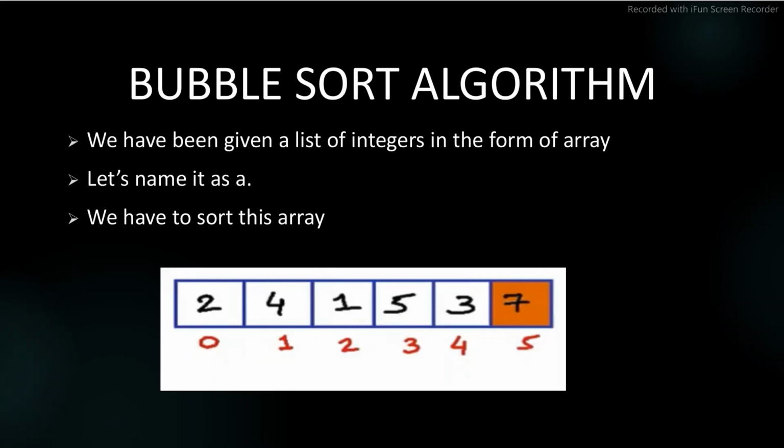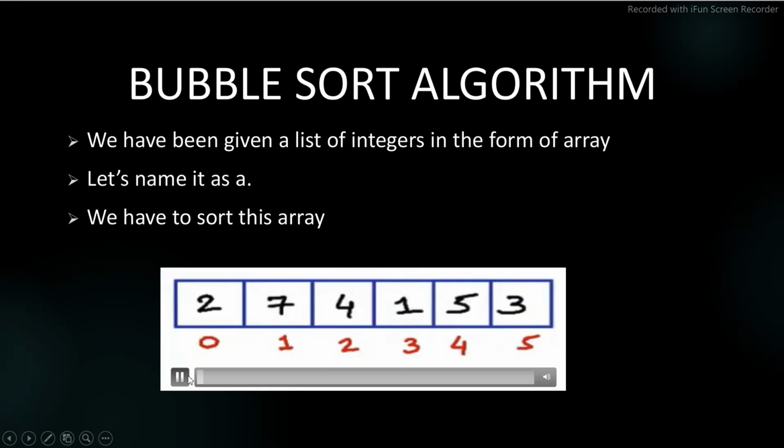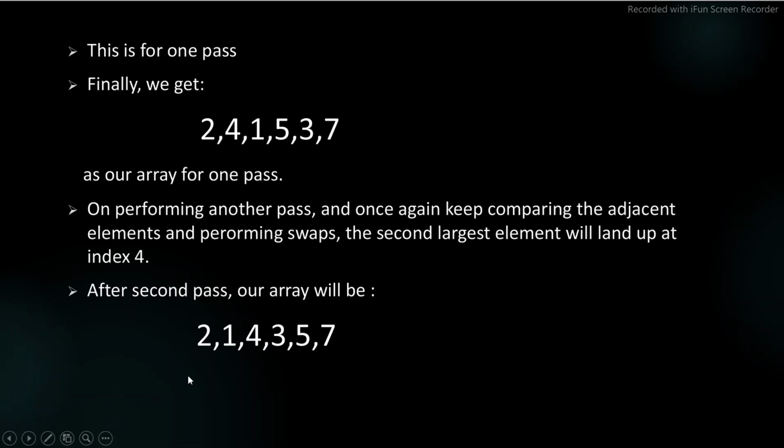So, with the logic of swapping adjacent elements, this is just for one pass, and finally we get 2, 4, 1, 5, 3 and 7 as our array after one pass. On performing another pass, once again comparing the adjacent elements and performing swaps, the second largest element will land up at index 4. After the second pass, our array will be 2, 1, 4, 3, 5 and 7.